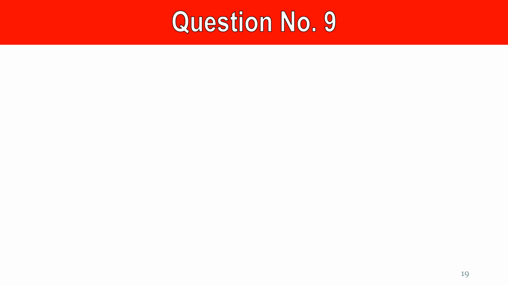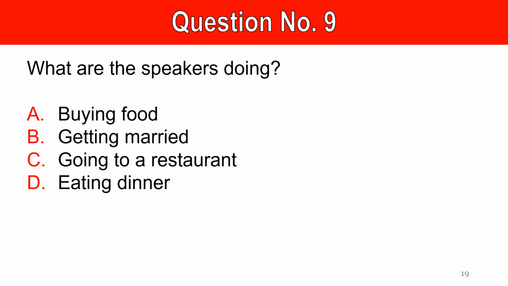Question number 9 for conversation 9. What are the speakers doing? A. Buying food. B. Getting married. C. Going to a restaurant. D. Eating dinner. To check your answer, let's see the subtitle of Conversation 9.